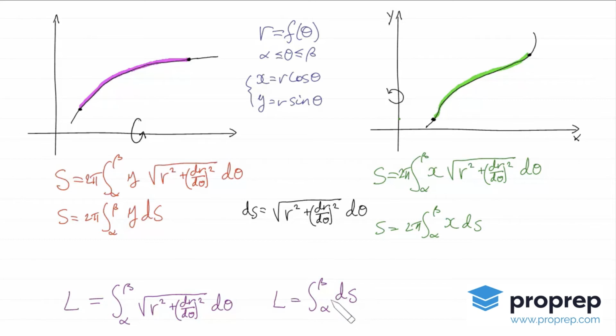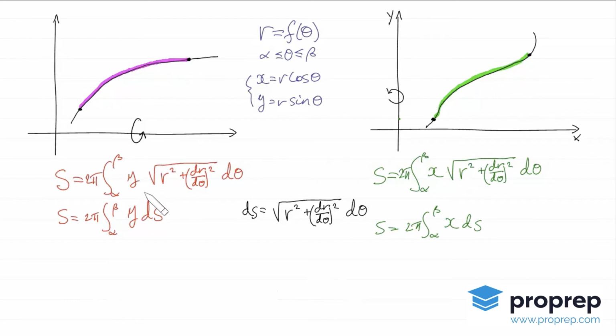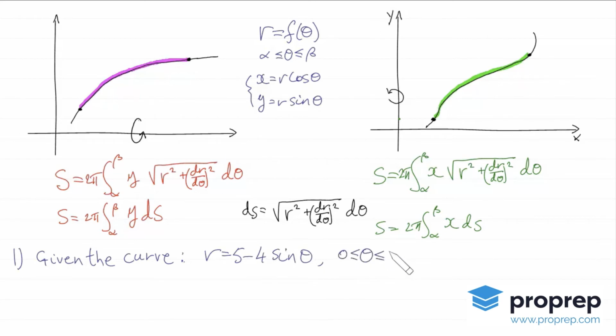So now I'll do one example each of rotation about the x-axis or the y-axis. So for exercise 1, I'm given the curve r equals 5 minus 4 sine theta, and I'm given it in the range where theta goes from 0 to pi.